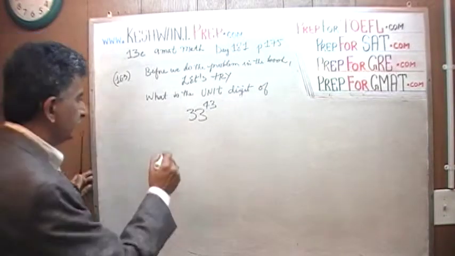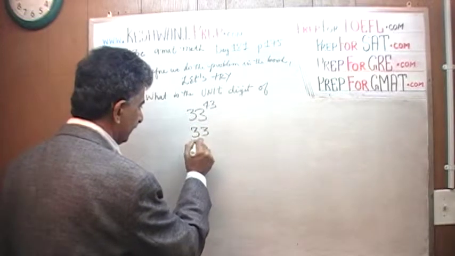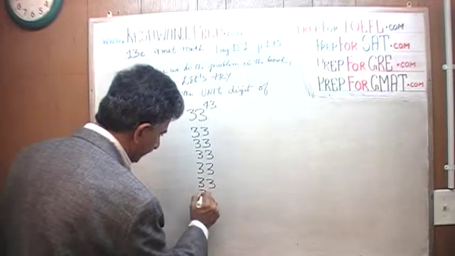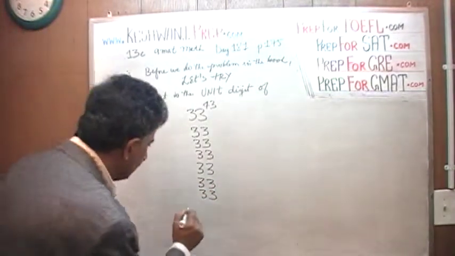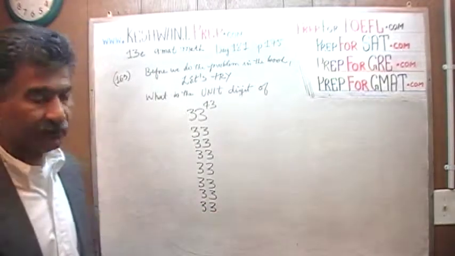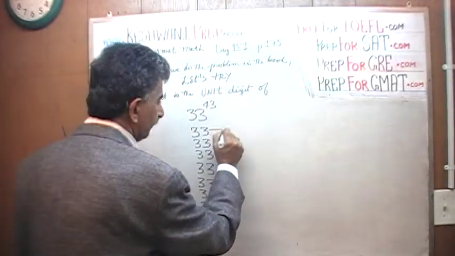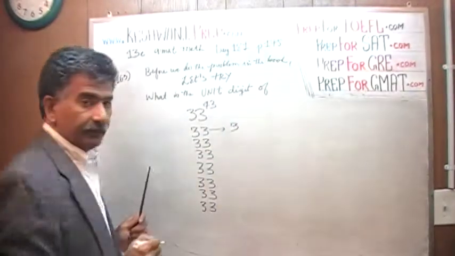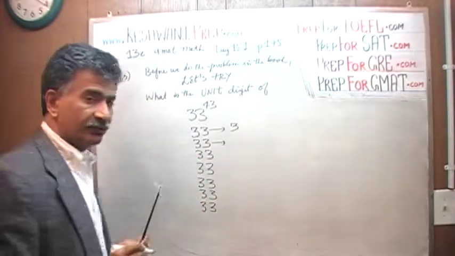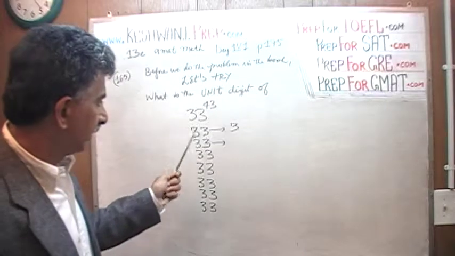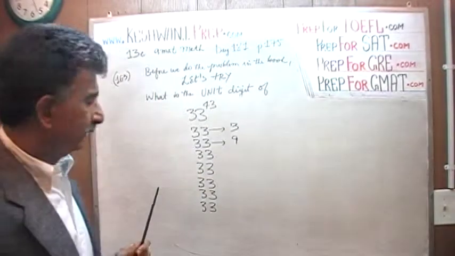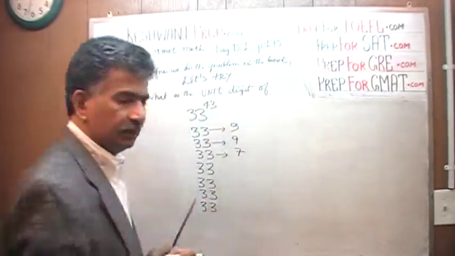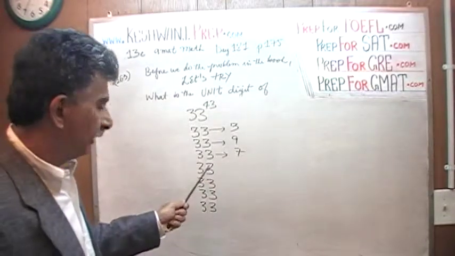33 raised to 43 is simply 33 times 33 times 33 times 33 times 33 times 33. Don't worry about it, there's only 43 of them. Times 33. I'm just joking, I'm just kidding. 33 raised to the first power obviously ends in a 3. 33 raised to the second power is simply a product of 3 times 3. 3 times 3 is 9. It will end in a 9. 33 raised to the third power is going to be 9 times 3, which is 27. It ends in 7. 33 raised to the fourth power is going to be 7 times 3, which is 21.